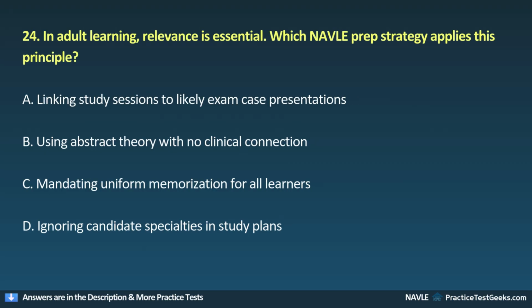24. In adult learning, relevance is essential. Which NAVLE prep strategy applies this principle? A. Linking study sessions to likely exam case presentations. B. Using abstract theory with no clinical connection. C. Mandating uniform memorization for all learners. D. Ignoring candidate specialties in study plans.